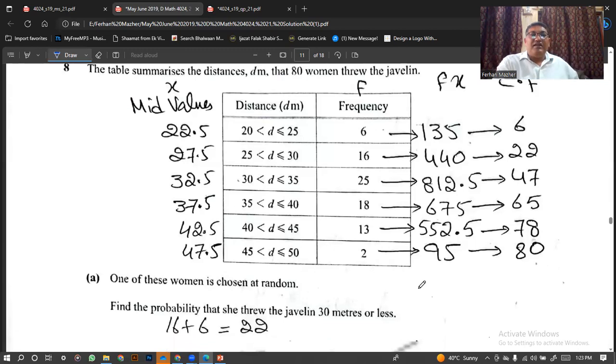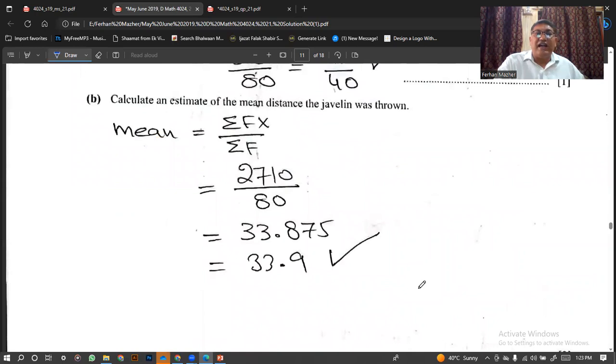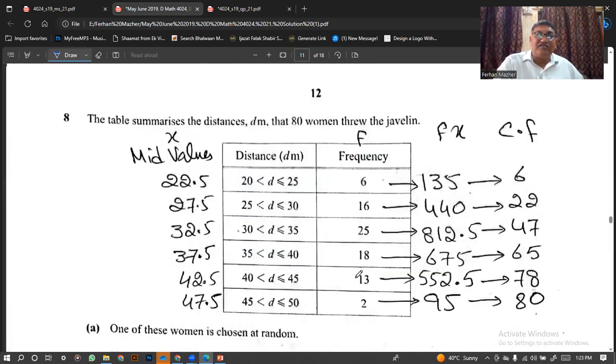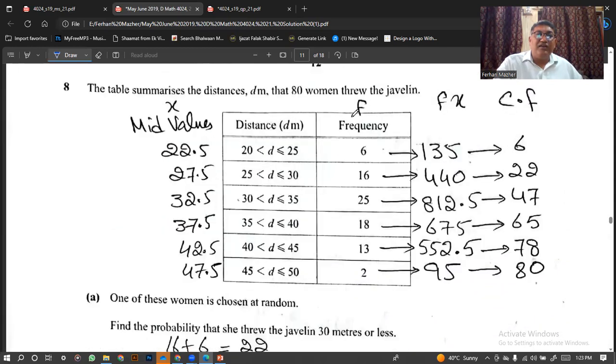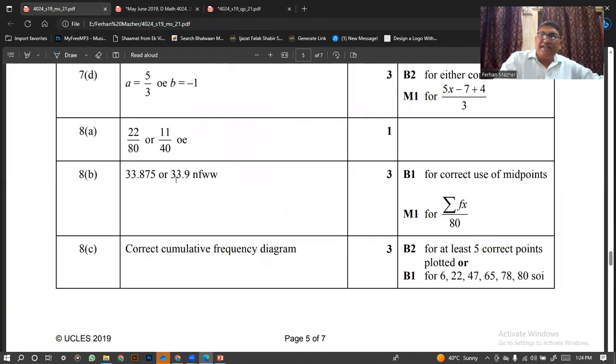So the mean is summation fx divided by summation f. If you add up all the fx, that will be summation fx. If you add up all the frequencies, that will be summation f. So when I added it, summation fx is 2710, and the summation f is 80. So when you divide, that gives you 2710 divided by 80, that is 33.875. So that is 33.9. That is the right answer, sir.